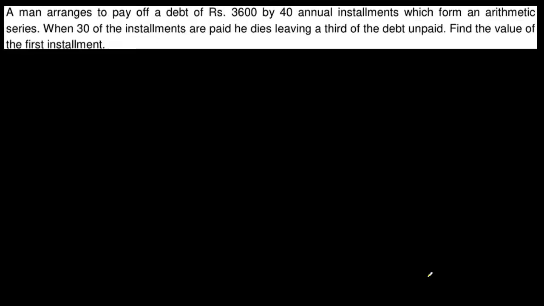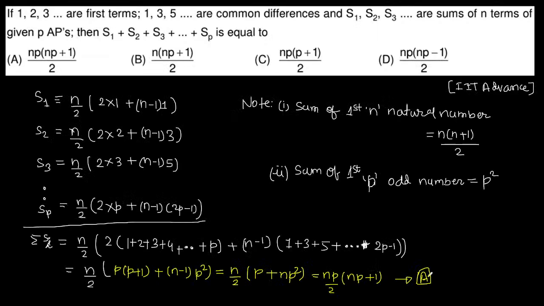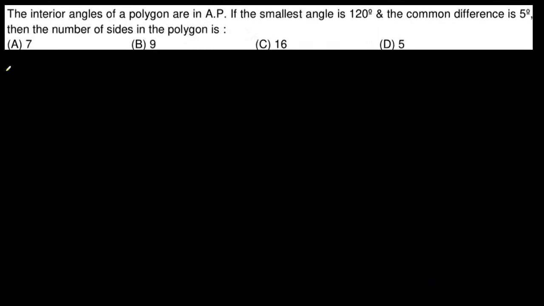Going next, we have three questions left. The interior angles of a polygon, which are a, a plus d, up to a plus n minus 1 into d, are in AP. The smallest angle A equals 120 degrees, and d equals 5 degrees.